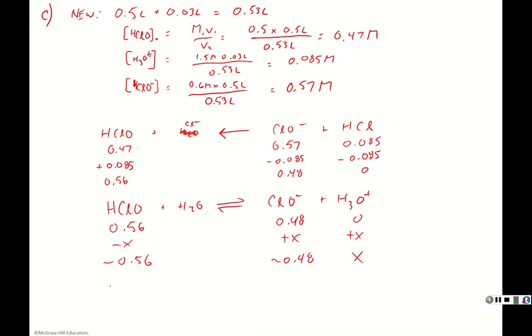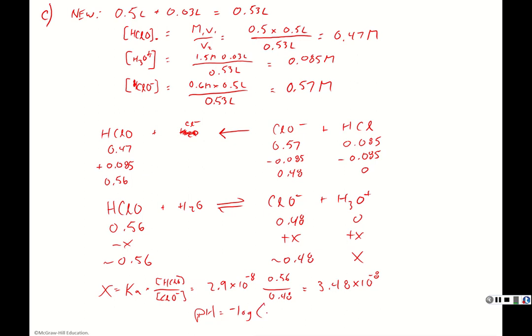Right, so we're going to be calculating x again based on Ka times the ratio of our acid over base. So that's 2.9 times 10 to the minus 8 times the ratio of 0.56 divided by 0.48, which equals 3.48 times 10 to the minus 8. And if you take the negative log of that, we get 7.47. Okay, so we're adding acid. The pH is going to go down, but it doesn't go down by very much.